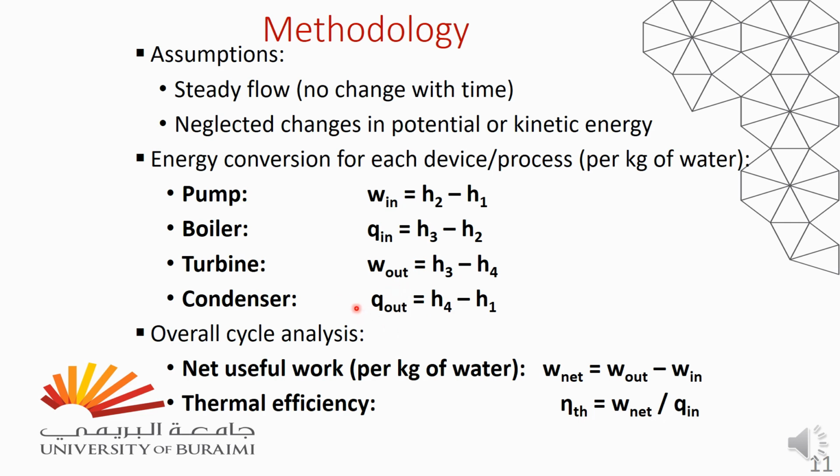The overall cycle analysis shows that the net useful work per kilogram of water, W net, is W out, the work from the turbine, minus W in, the work consumed by the pump, and thermal efficiency is the useful work divided by the input heat. These values are per kilogram of water.